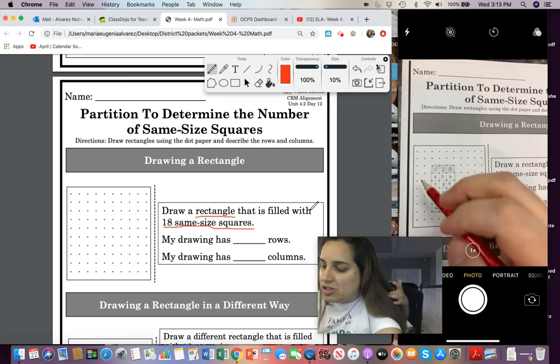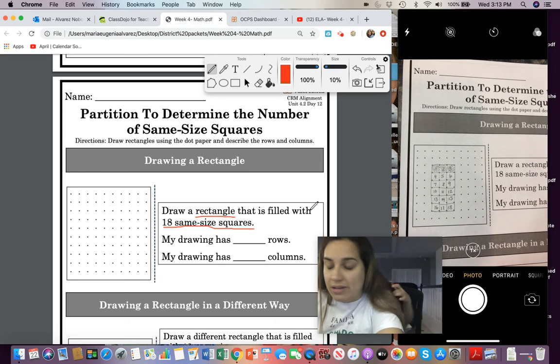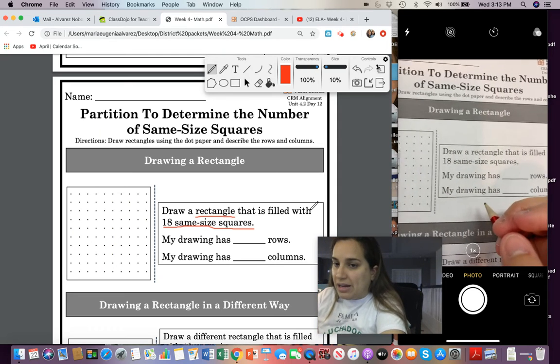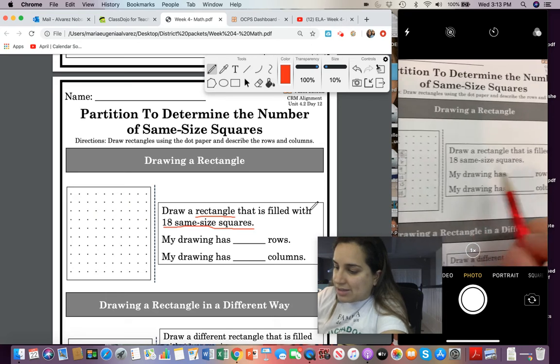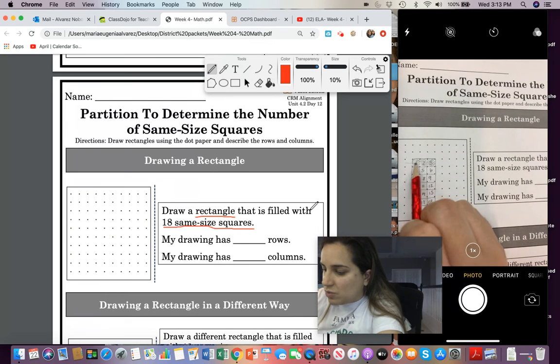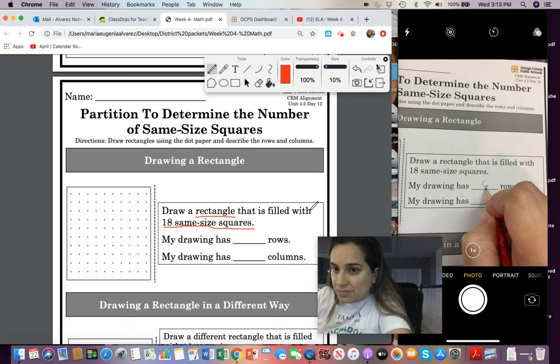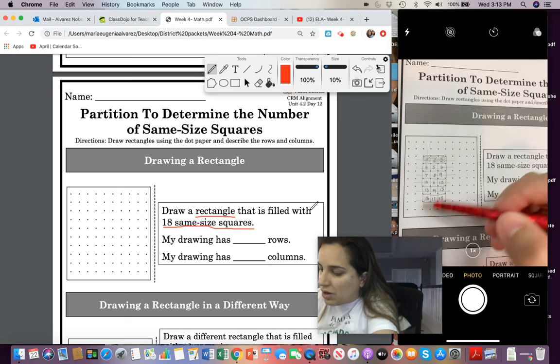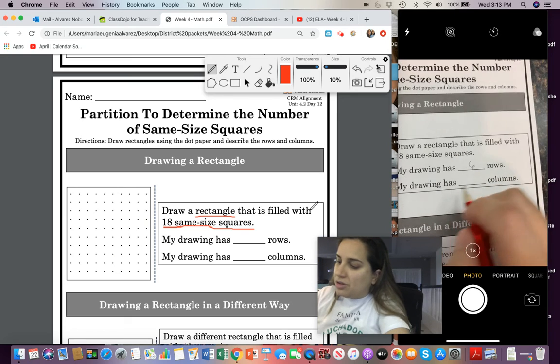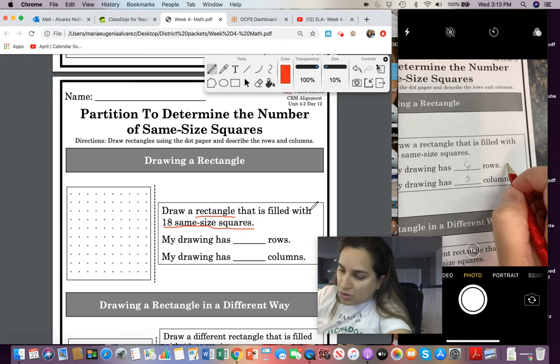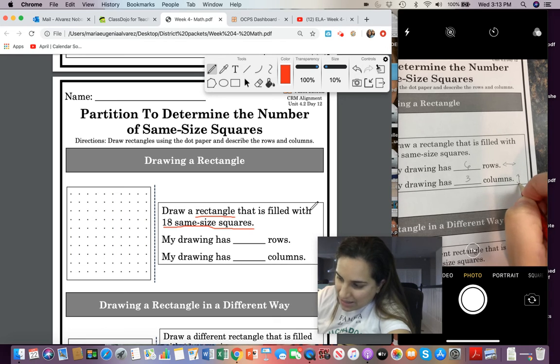I love that the dot paper helps me determine that, helps me draw it and make sure they're all the same size. So I would say that my rectangle, my drawing has, let's see, this is 1, 2, 3, 4, 5, 6 rows. And then it has 1, 2, 3 columns. Remember that rows go from side to side and columns go up and down.